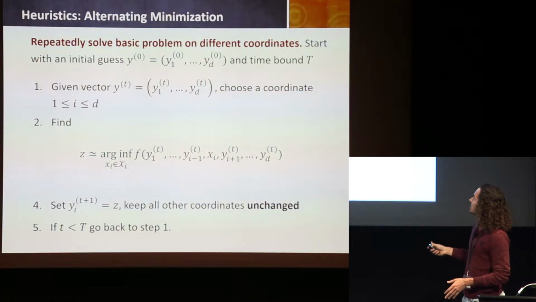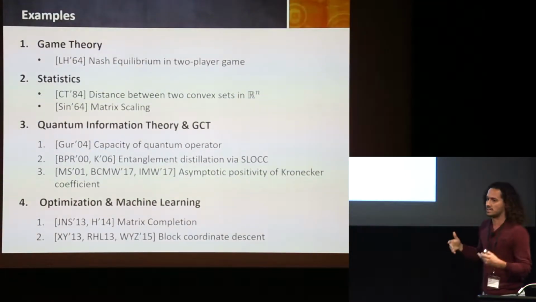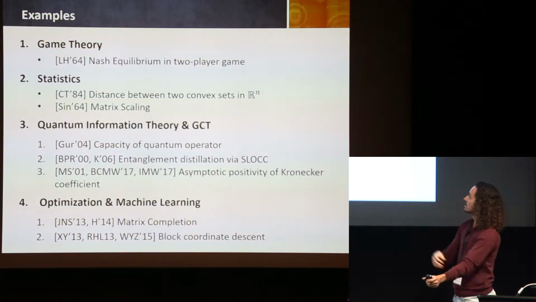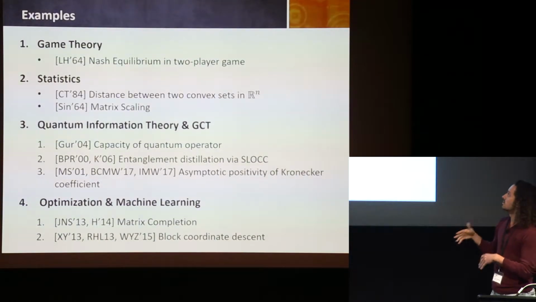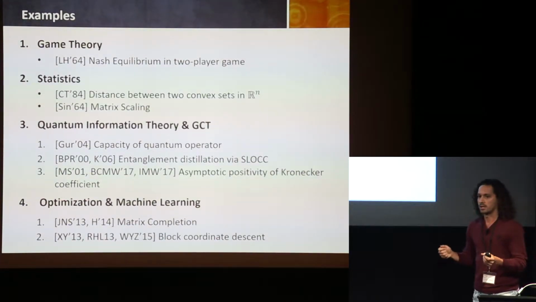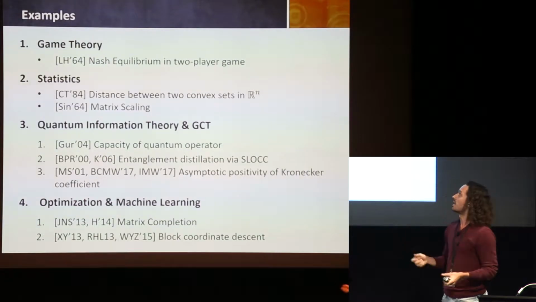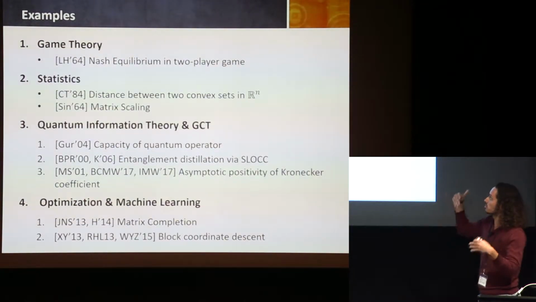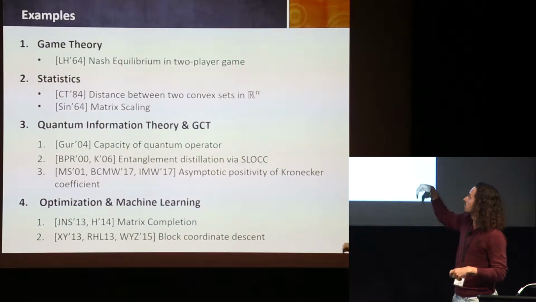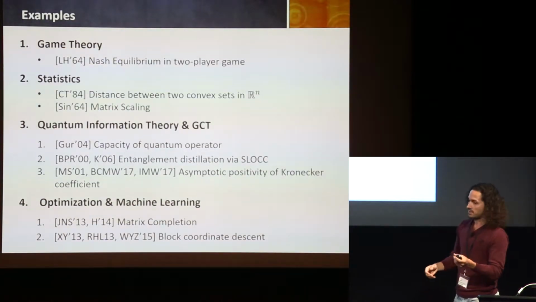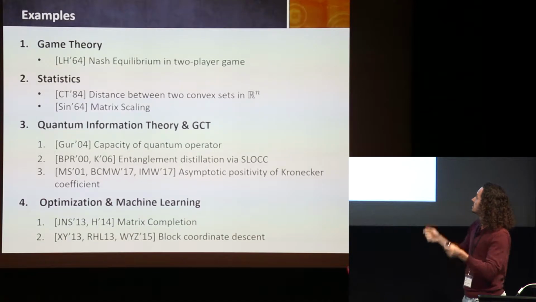OK? Now, examples of this abound in many areas of science, not just computer science. For example, the famous Lemke-Howson algorithm to find Nash equilibrium in two-player games, where you start with two initial strategies, and then you fix one strategy, find the best response, and you keep going to try to find the Nash equilibrium. This was shown to converge, but we know it was shown later to take exponential time.